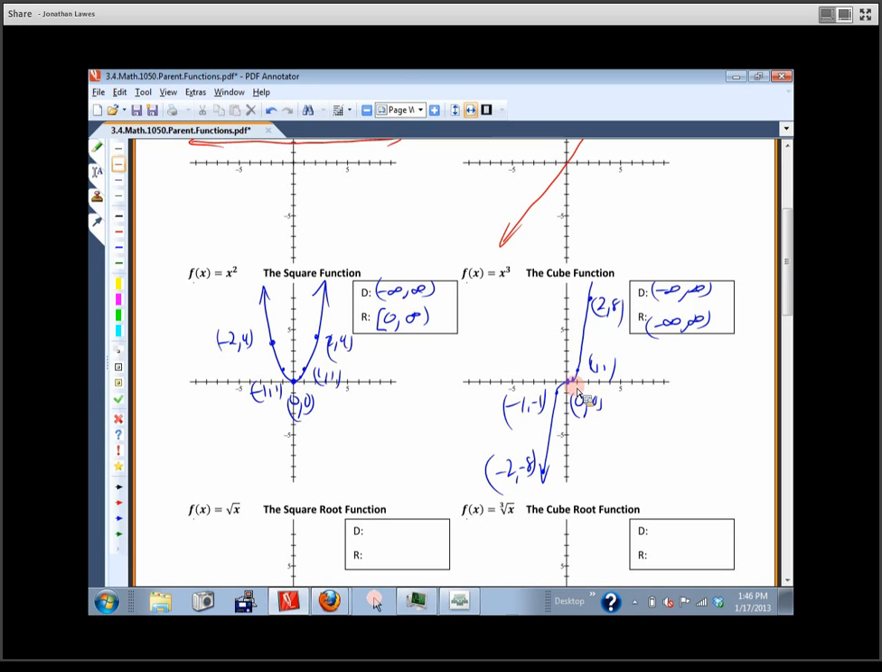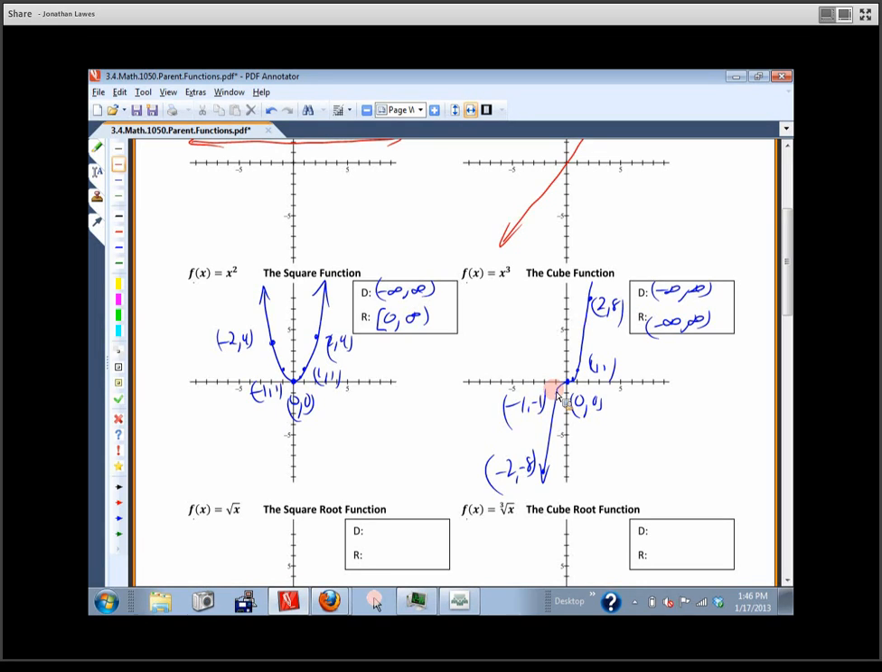You ready? Listen carefully. The bigger the power, the flatter it is in between negative 1 and 1, and the steeper it is outside negative 1 and positive 1. I'll say that one more time. The larger the power, so if we did 4th power, 5th power, 6th power, something like that, the steeper it is outside negative 1 and positive 1, the flatter it is in between. If you want to have some fun, play around with your calculator and throw in x to the 100th and x to the 101st.